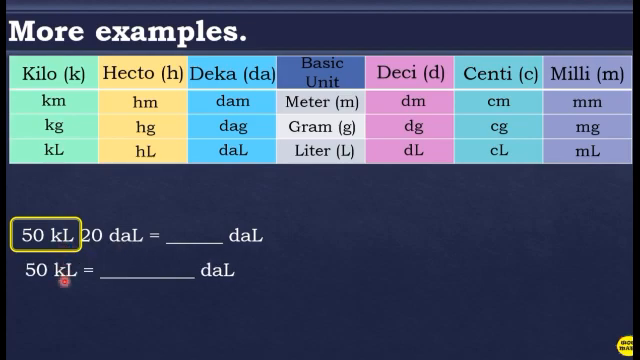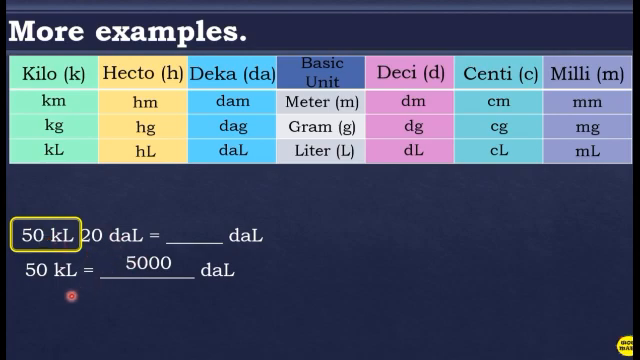So the 50 kiloliters, how many decaliters? We go here, this is it, and we convert to decaliters. 1, 2. Two to the right. From here, 1, 2. So there are two empty spaces. Let me repeat: 1, 2. That means 50 kiloliters is equivalent to 5,000 decaliters. Okay, so we have converted it. So this is 5,000 decaliters.